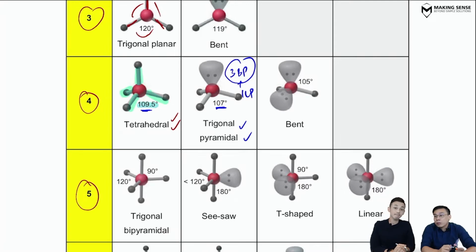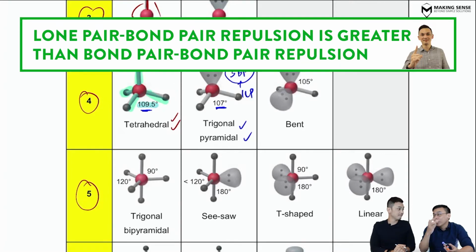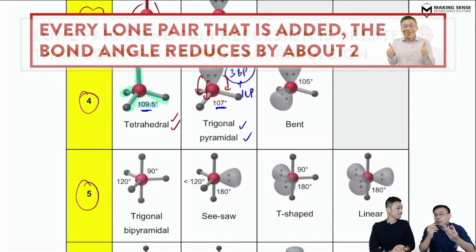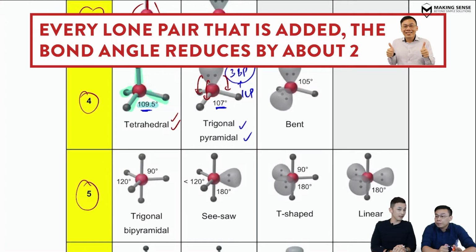Right, so this falls back to our second principle of VSEPR theory, which basically states that lone pair-bond pair repulsion is greater than bond pair repulsion. So therefore, the 3 bond pairs at the bottom are forced closer to each other, more squashed, resulting in a drop in the bond angle. Just remember, lone pairs always exert greater repulsion, pushing the angles closer together.